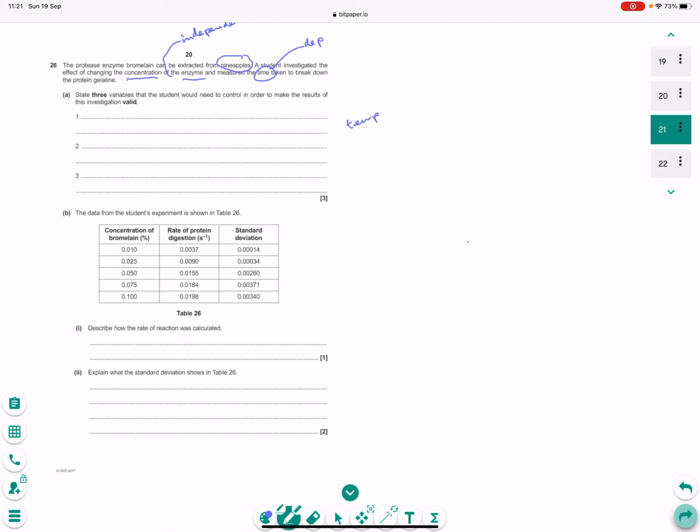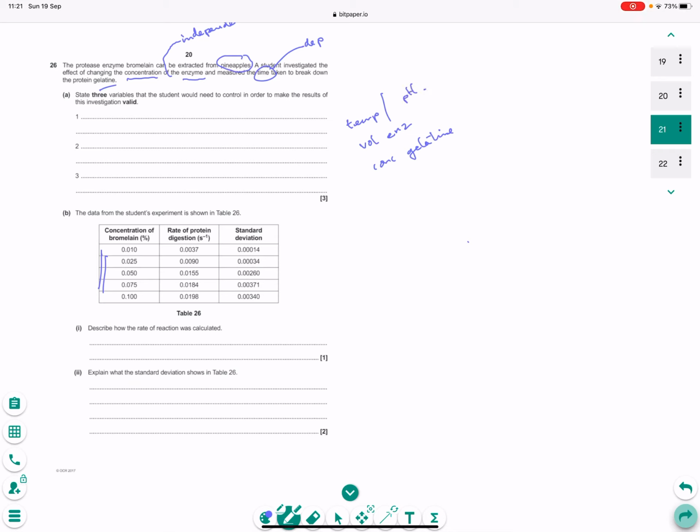Okay. Well, you could have volume. You can't have concentration of the enzyme. That's the independent variable. But you could have the volume that it's in. You could have concentration of gelatin. It might be in solid state though. Still applies though. If you're going to say temperature, say pH, this kind of thing.